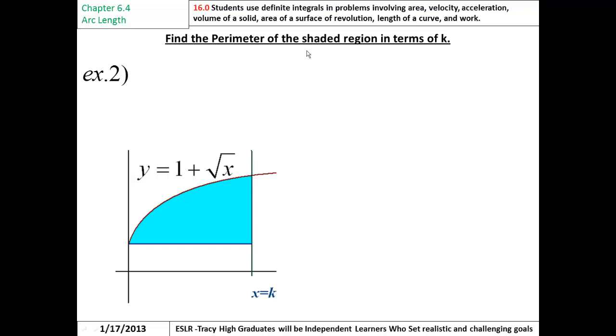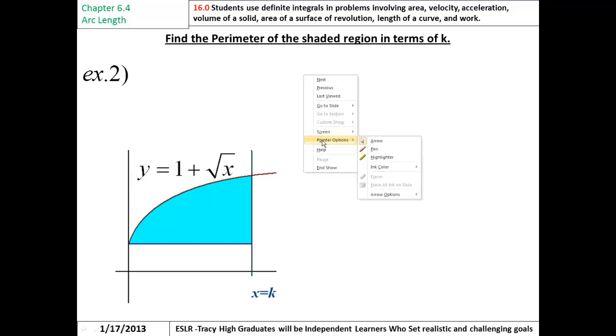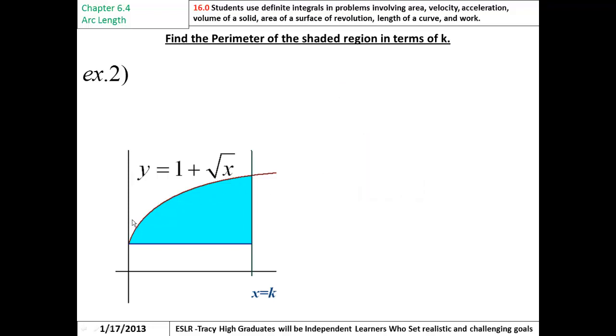Okay, find the perimeter of the shaded region in terms of k. This sounds AP-ish. All right, what's going on here? So we've got this region, and it looks like x equals k. So what this is telling us is that this is variable. Like, this is saying, if I give you a k, you should be able to give me the perimeter. So what we're really looking for is the perimeter as a function of k. So k could be here, k could be here, k could be here. It does not necessarily need to be here. But in light of that, we still need to be able to find the perimeter of it. So the perimeter of it is going to be the arc length here, plus this thing, plus that thing.